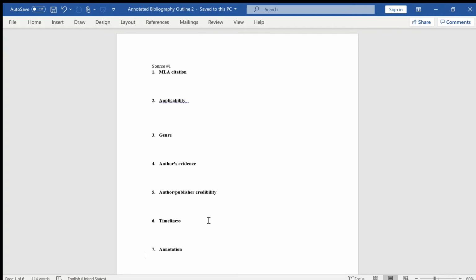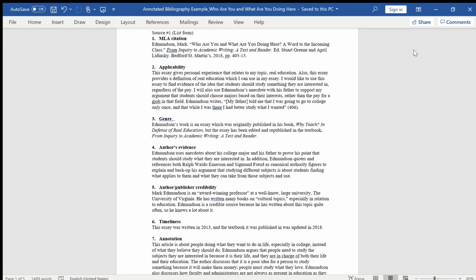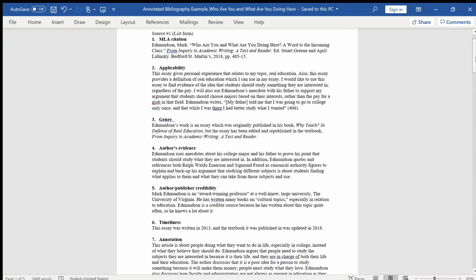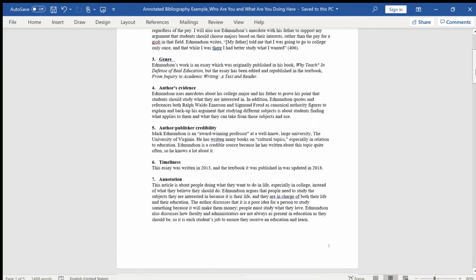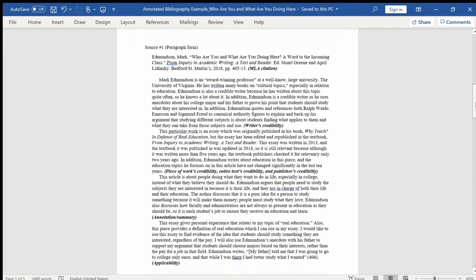So it gives you a nice building block, but don't be afraid to make a few changes to fit your classes and your instructors. Now we're going to take a look at two examples of annotated bibliographies. The one on the top is going to be the list form, the one that I use for my class. And the one down here is a paragraph form.